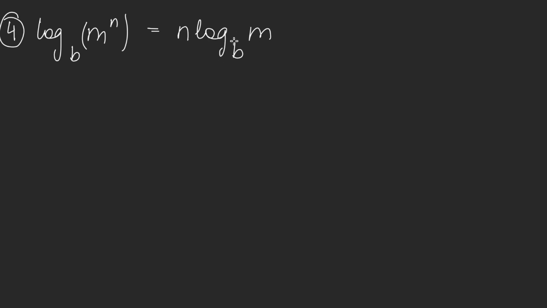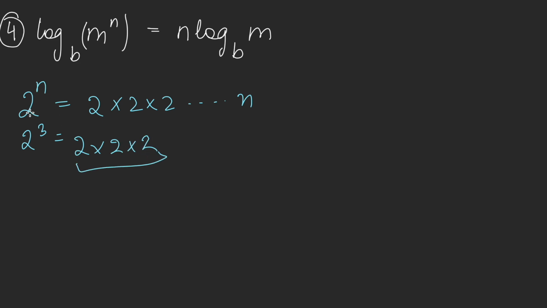Okay, now let's quickly move on to our fourth rule, which is that if I had a logarithm which is log b m to the power n, this can be written as n log b m. Now let's see how. If I say that I want to write 2 to the power n, what does this mean? It means 2 into 2 into 2, which goes n times, right? Because what is 2 to the power 3? It's 2 into 2 into 2, 3 times. So 2 to the power n would be 2 into 2 into 2 for n times.